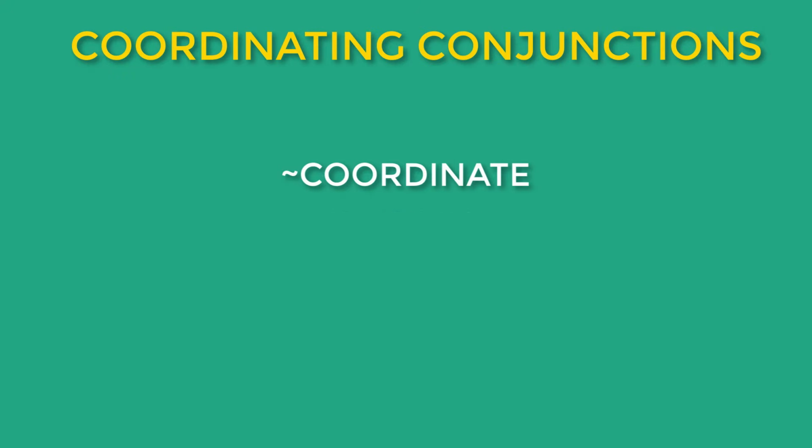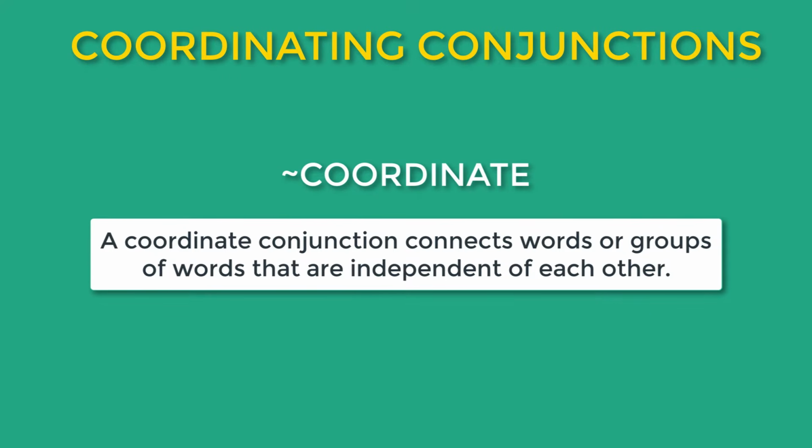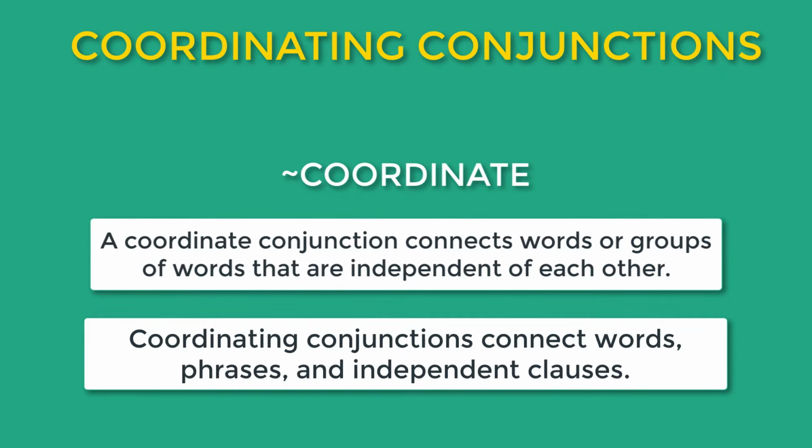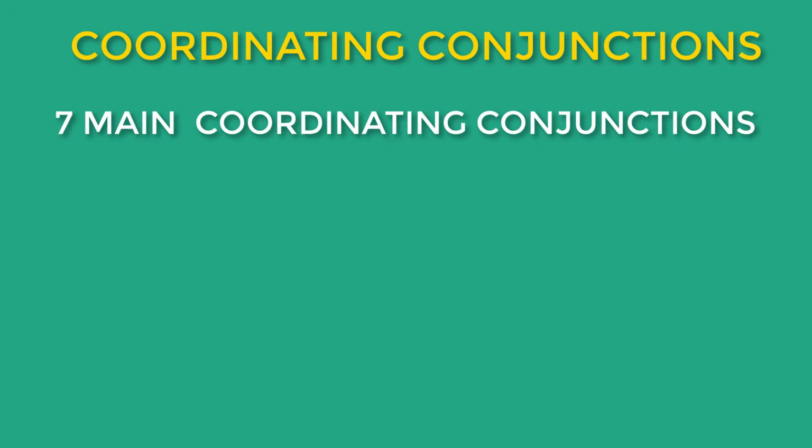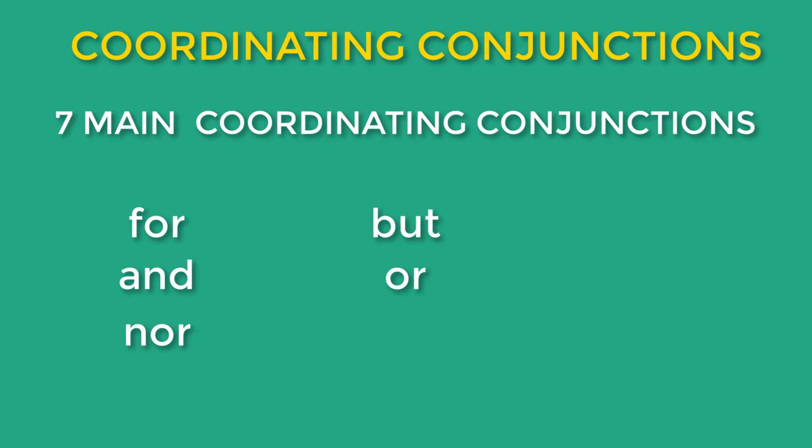Let's start with coordinate conjunctions. A coordinate conjunction connects words or groups of words that are independent of each other. In other words, coordinating conjunctions connect words, phrases, and independent clauses. There are 7 main coordinate conjunctions. These are for, and, nor, but, or, yet, or so.